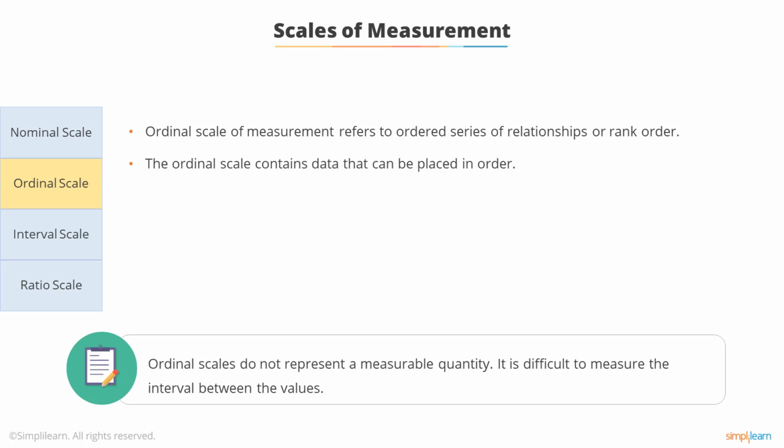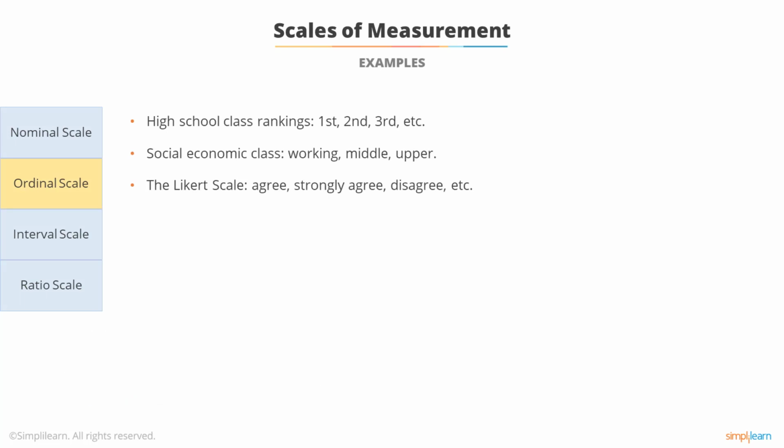Now note, ordinal scales don't represent measurable quantities. And because of that, it's difficult to measure the interval between those values. So you can think of it as a high school class ranking. The valedictorian's GPA compared to the salutatorian's GPA compared to the third person's GPA may not have the same distance between those three, but the ranking we know is first, second, and third.